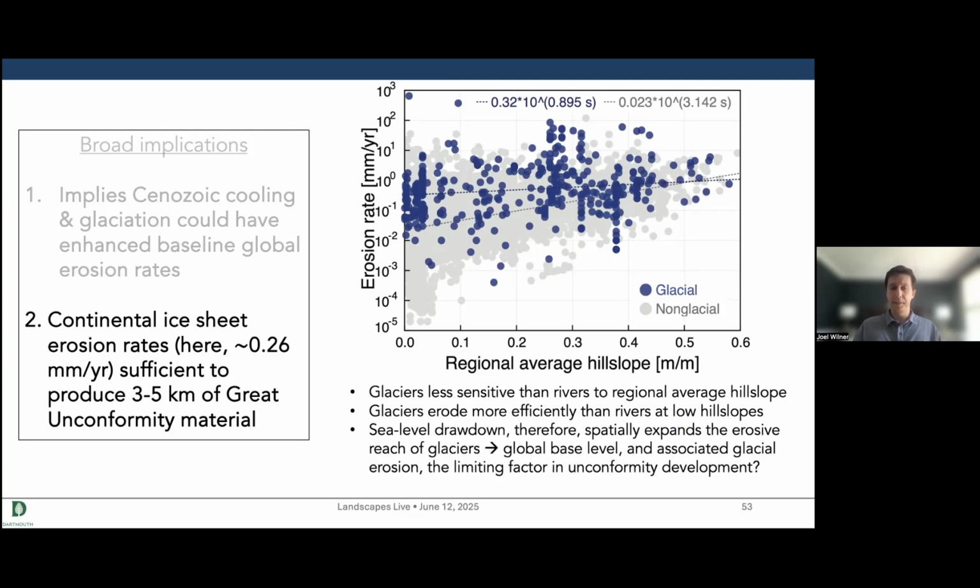So if you get this large-scale glaciation and sea level drawdown, therefore you're going to spatially expand the erosive reach of glaciers to these low slopes upon decreasing the global base level. So global base level, in essence, and associated glacial erosion may perhaps be the limiting factor in unconformity development rather than the absolute value of glacial erosion rate versus fluvial erosion rate.